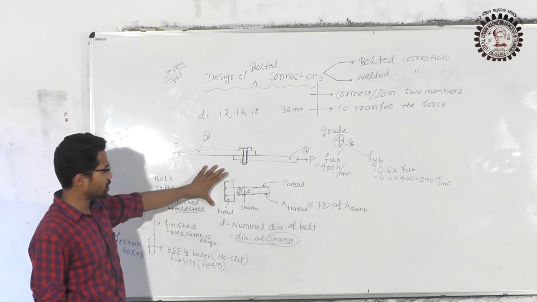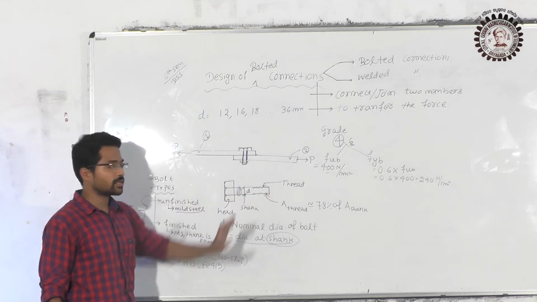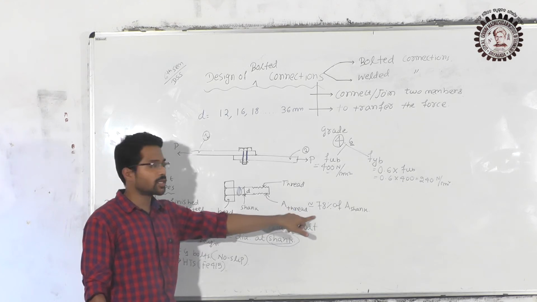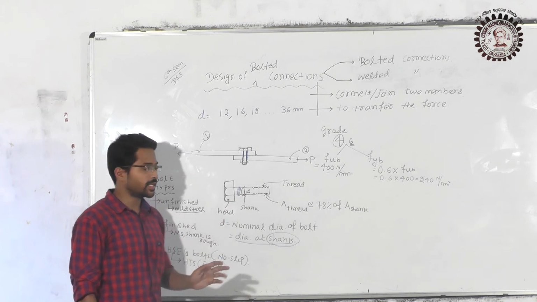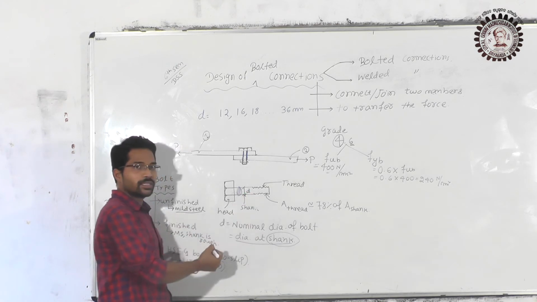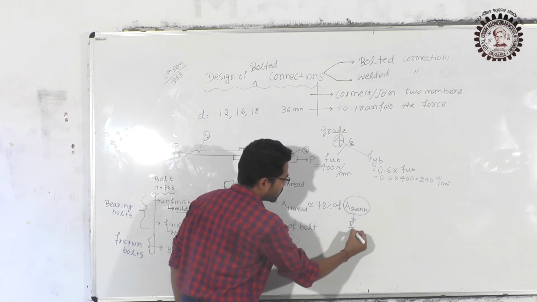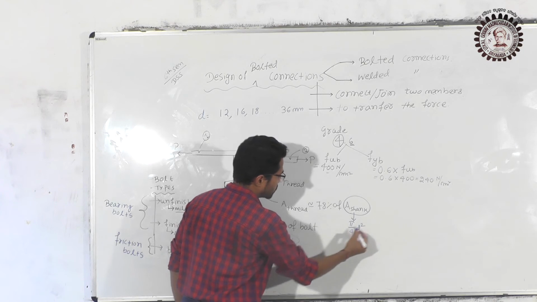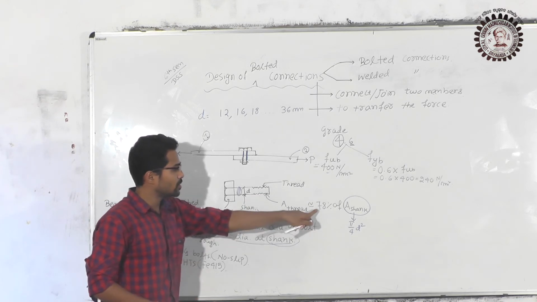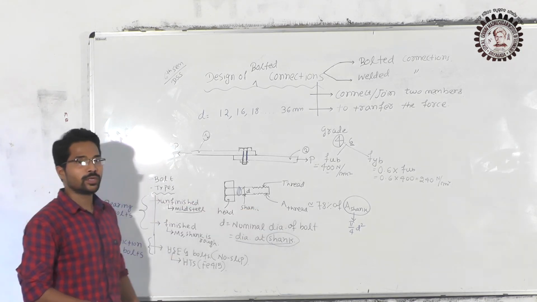Here is a figure of a bolt. I told you about what is the head part, shank part and the thread part. And I have also discussed that the threaded area is approximately equal to 78% of the shank area. What is the shank area here? This is circular, the diameter is D, so the area will be the simple area of a circle, pi by 4 D square. So threaded area will be equal to 0.78 into pi by 4 D square. This will be used in solving the problems.